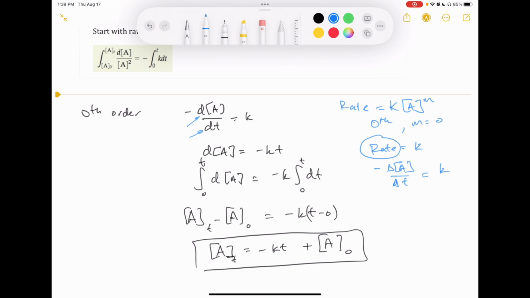Then we're going to do a step called separation of variables. We have two different variables, concentration and time. We're going to take one to one side and the other one to the other side. It's sort of like doing algebra, cross multiplication. Once we have the two variables on separate sides, we're going to do what's called an integration, and this is the symbol for that operation.